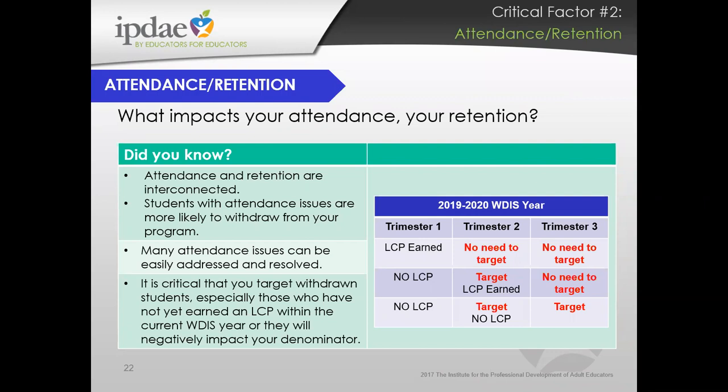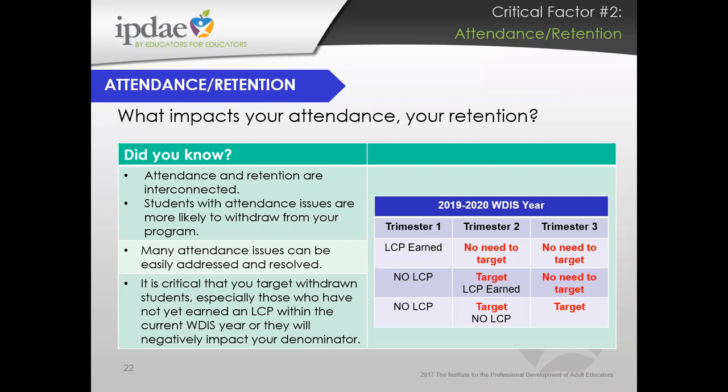Even though we want to retain every student every trimester, for NRS purposes, we need to be strategic and primarily target those students within the WITIS year who have not gained a functional level from one trimester to the next. Remember that any student who does not post-test, even if he or she has been withdrawn from the program, is still counting on your denominator and is counting against you because he's part of your total enrollment.